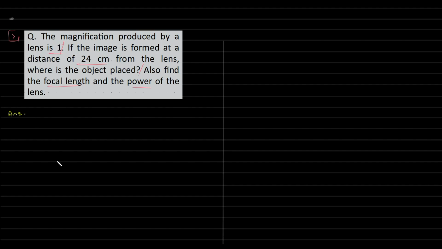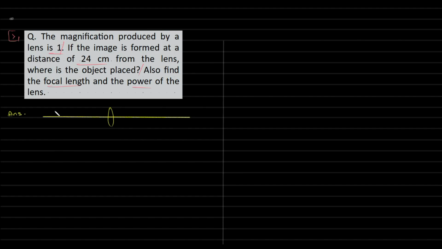So if you are able to write what kind of lens we are talking about, where is the object kept, so on and so forth, we are pretty much done. So we are talking about a lens which gives a magnification of 1. So the only one which does this is your convex, right? A plain glass can do this, but we're talking about lens.